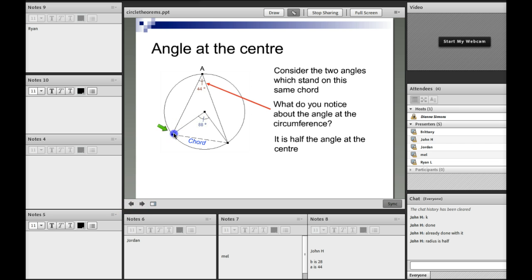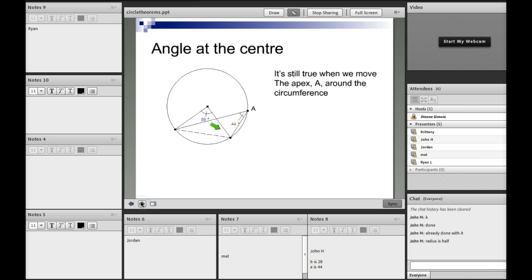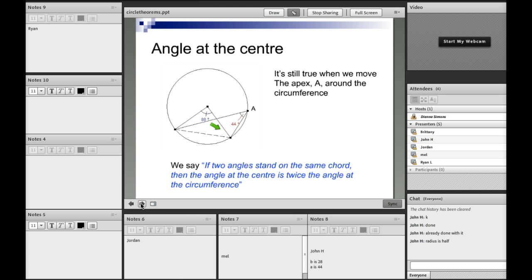Okay? So we're looking at the same chord. The angle in the center is twice as big as the angle that goes to the circumference. So if two angles stand on the same chord, then the angle at the center is twice the angle at the circumference. So it's still true when we move this around. Make sense? Okay. All right. As long as it stays on the same segment. If it goes to the opposite side, it's 136.